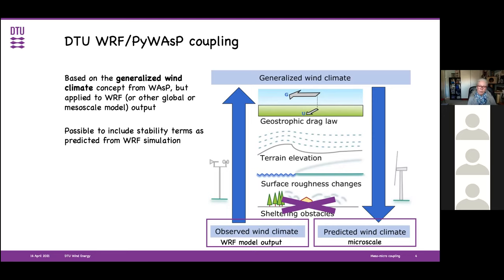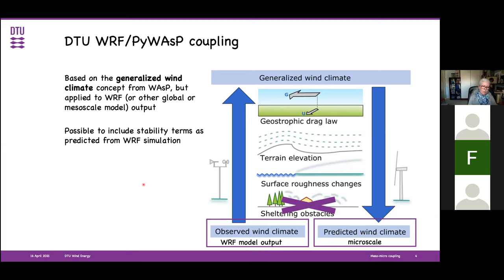So anyway, I think most of you understand how this works, that you have some sort of WRF model output. In this case, this is the general picture that comes from the WAsP world, where you have a measurement at a mast somewhere, and you want to make a calculation for a wind farm here. You use the observed wind climate, you generalize it, you remove the surface roughness changes and the terrain, and use the geostrophic drag law to come up with a generalized wind climate. Then you add all these factors back on with the terrain elevation and surface roughness, and you have a predicted wind climate. We can do the same kind of operation with WRF model output and then with microscale model output. And we can do them over very large grids.